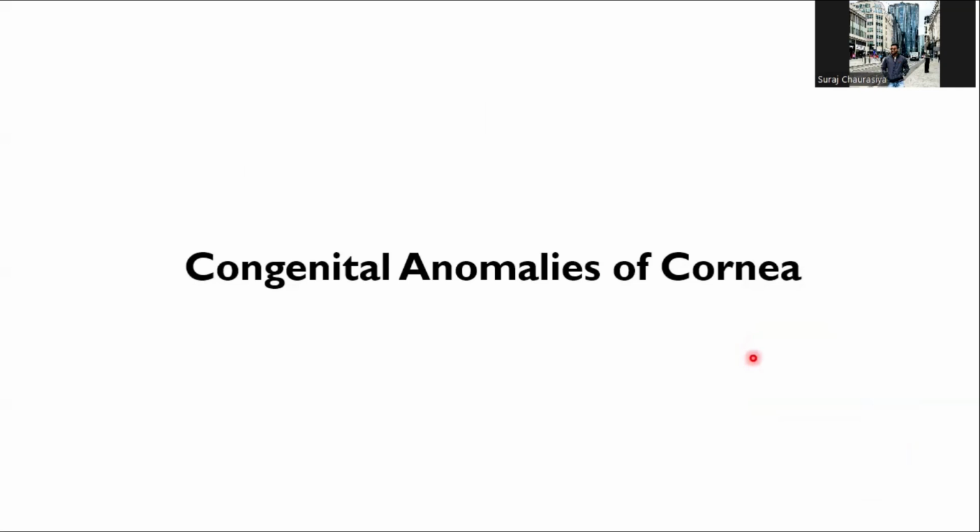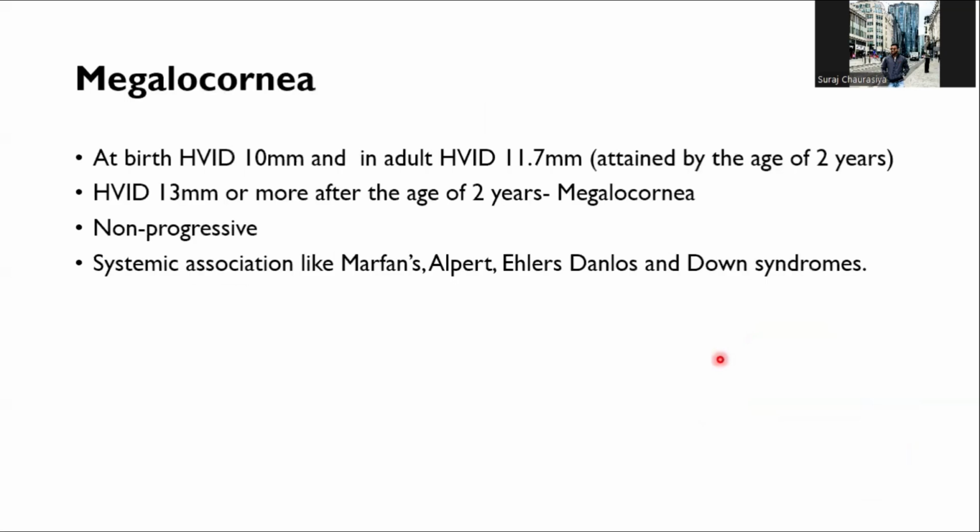So before discussing the classification of different types of corneal disease, let me discuss the congenital anomalies of the cornea. The first one is the megalocornea. At birth, the horizontal visible iris diameter is 10 millimeter, and in adults, the horizontal visible diameter is 11.7 millimeters. That will be attained by the age of 2 years.